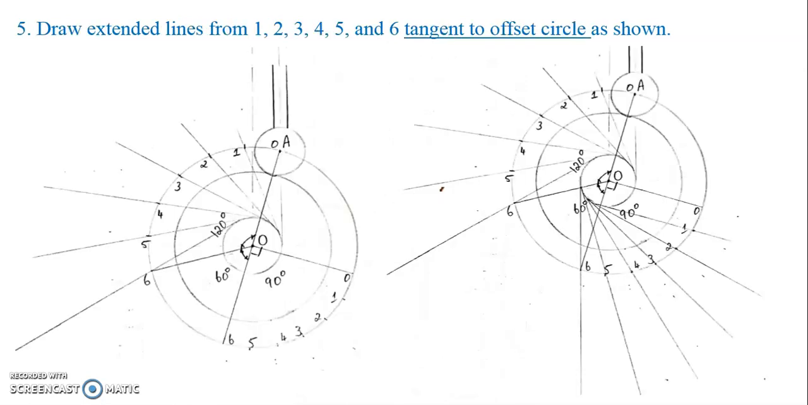Next, this is important. Draw extended lines from all these points 1, 2, 3, 4, 5, and 6 tangent to the offset circle as shown. On the left hand side you have the angle of rise portion, and on the right hand side I have drawn both the angle of fall as well as the angle of rise. So from point 1 on the prime circle, draw a tangent line to the offset circle and extend it a little bit. Similarly, from point 2, draw a line tangent to the offset circle and extend it a little bit. Similarly, do it for 3, 4, 5, and 6. Do the same thing for the other portion also, on the angle of fall.